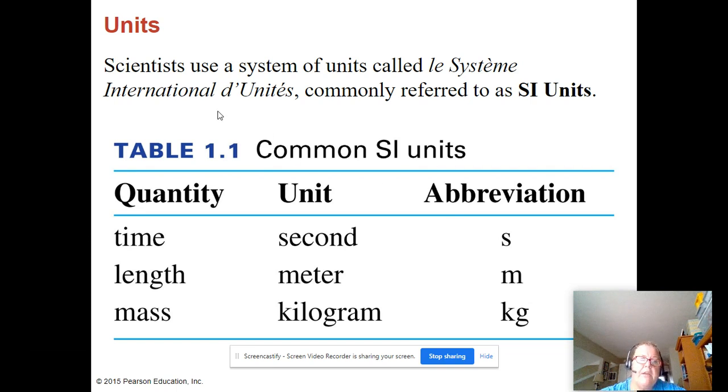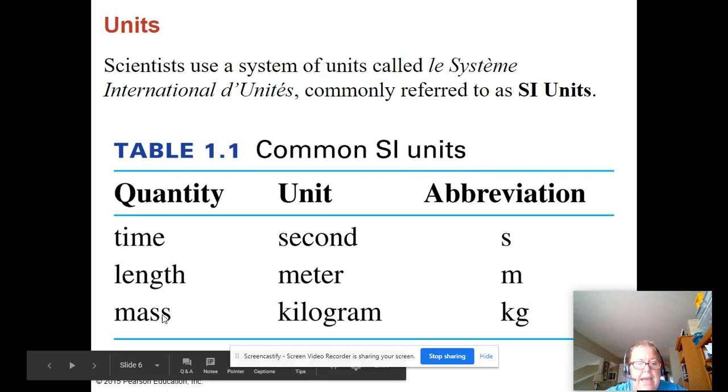So when we talk about units, here's the metric system units. When we talk about time, the unit is seconds, and the symbol for that is s. Length is in meters, and that symbol is m. And then mass is the quantity, excuse me. The unit is a kilogram. Sometimes you can think of it even as grams, and the abbreviation is kg, but if we're talking about grams, it would be a small g.